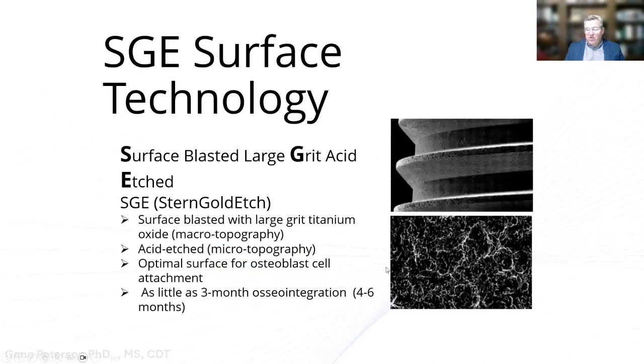That cascade occurs on a prepared surface. There's additive surfaces, there's reductive surfaces. I'm just going to talk about one surface. This happens to be the Sterngold acid etch surface. It's called SGE. Now, 99% of the companies that make implants, and there's about 260, 80 companies out there now that are making implants, most of them prepare their implants this way.